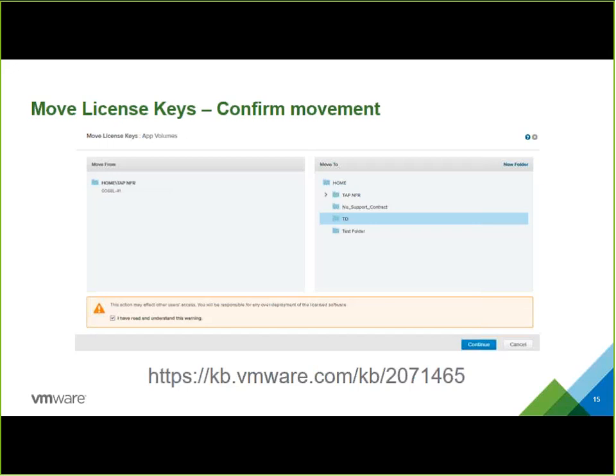And then you'll identify which folder you would like to move the license key to. And then agree to the warning message here. That'll be sure to pop up. And then click Continue. Your license key has been moved to the new selected folder of your choice. Additional assistance can also be found in this KB article link below. And of course, you can always email TAP Alliance as well.